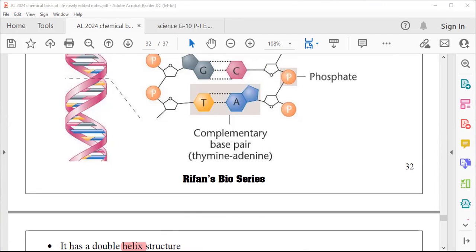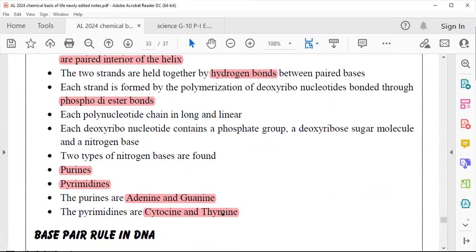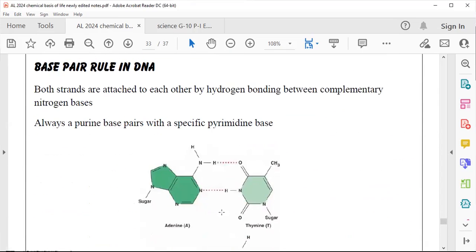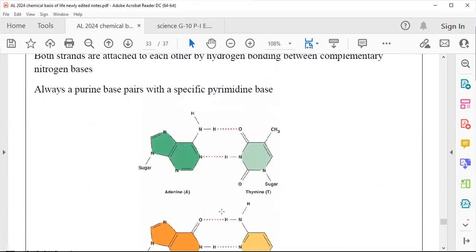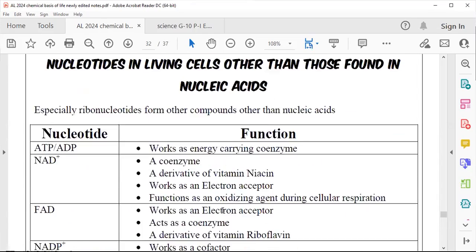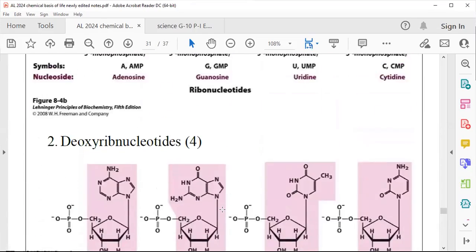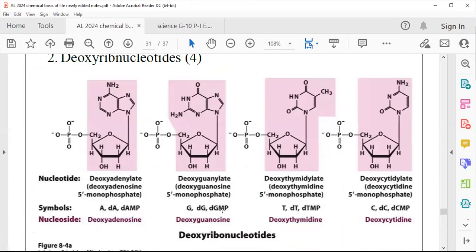Sir, won't the uracil come for pyrimidines? Is uracil there in the DNA? Are there uracil-containing deoxyribonucleotides? No, sir.